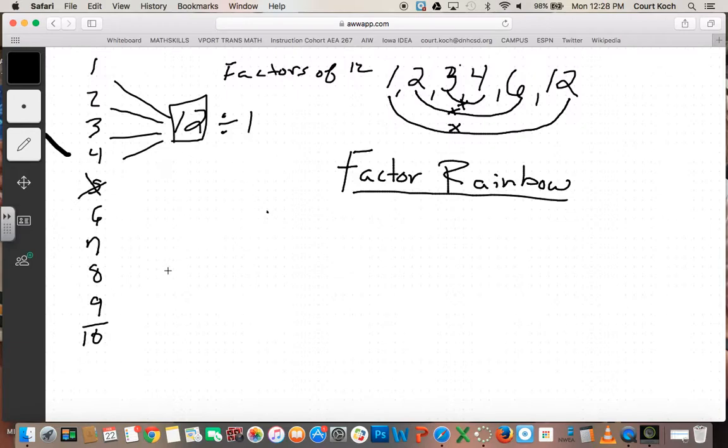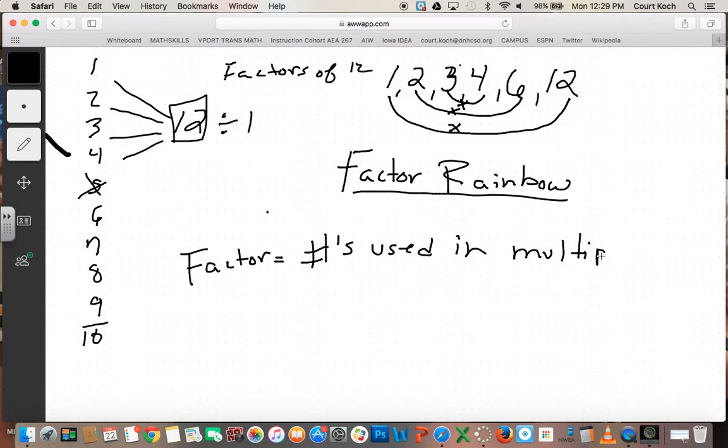One word that I want you to remember for today is: what is a factor? Factors are numbers used in multiplication. Today's problems are going to give you a number, and they're going to ask you to list all the factors.